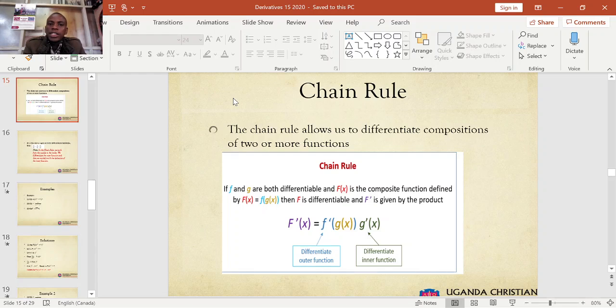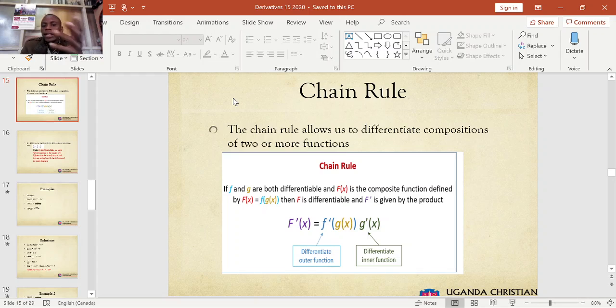You're differentiating a function which is a function of another function. In this case, I'll refer to them as chains, and so we use the chain rule to handle them. We are seeing that if f and g are both differentiable, and f(x) is the composite function defined by f(x) is a function of g, for which g is also a function of x.